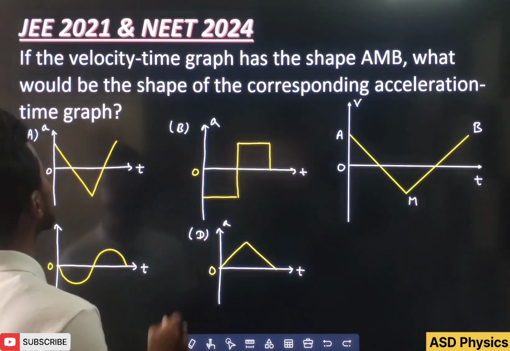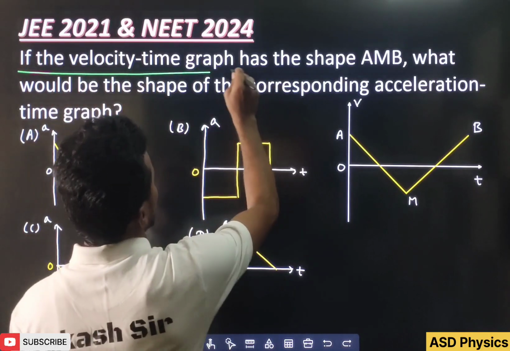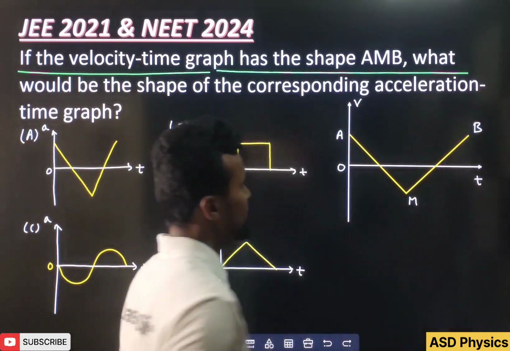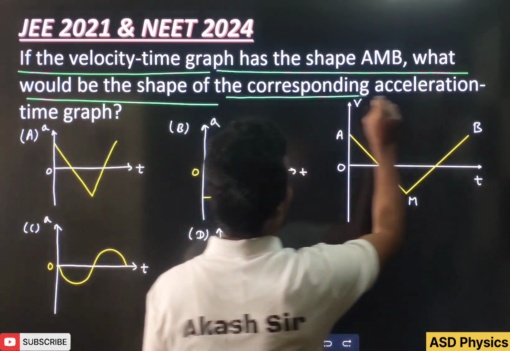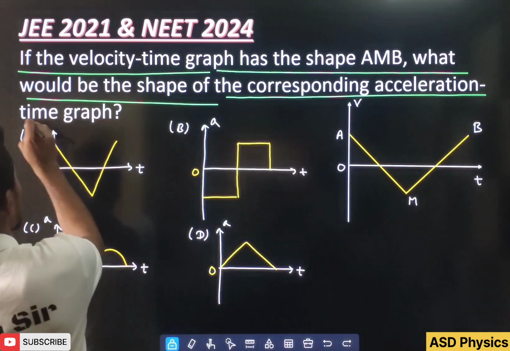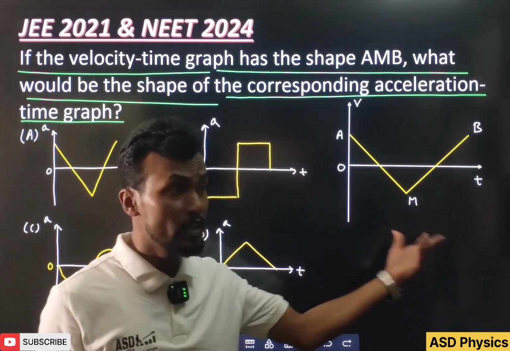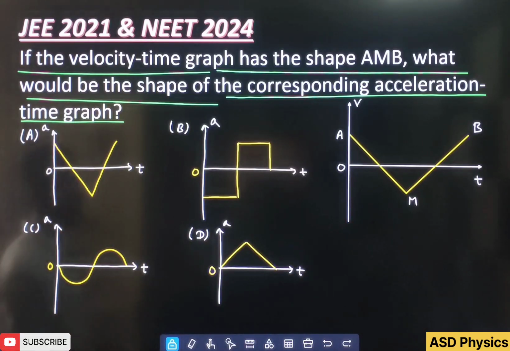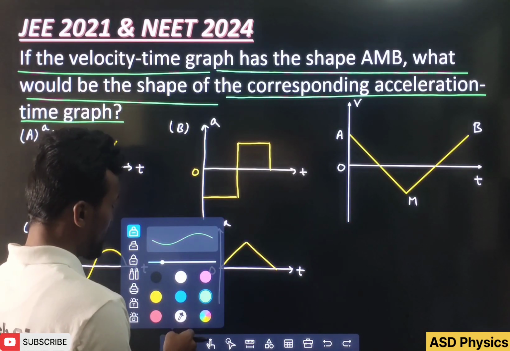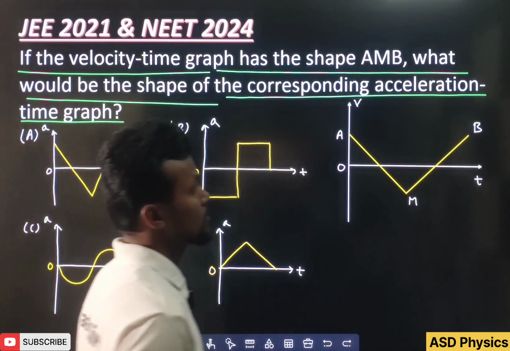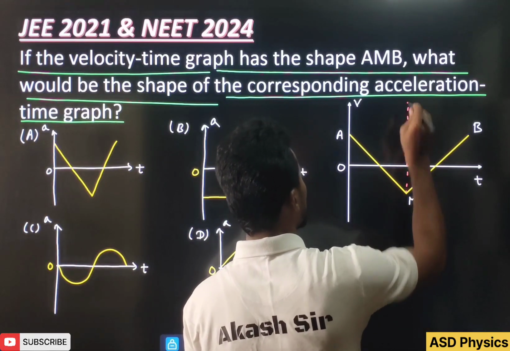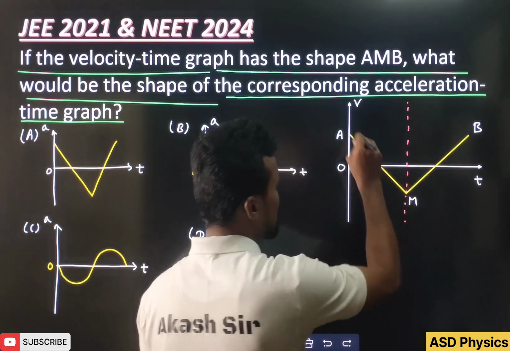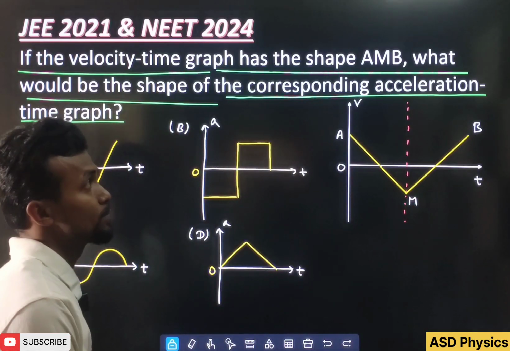Now students, let's see this question. If the velocity time graph has the shape AMB here, what would be the shape of the corresponding acceleration time graph? So this is the given graph and these options we have available. Here we have to remember one thing. Let me talk about A to M. So A to M, you can see one straight line is there.